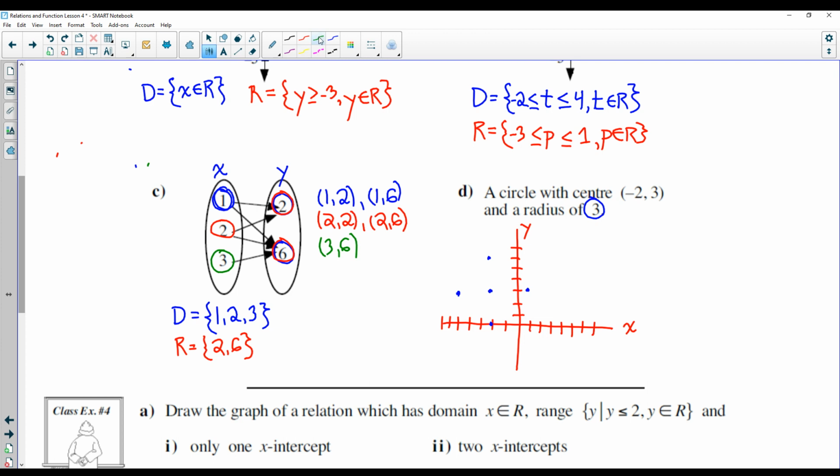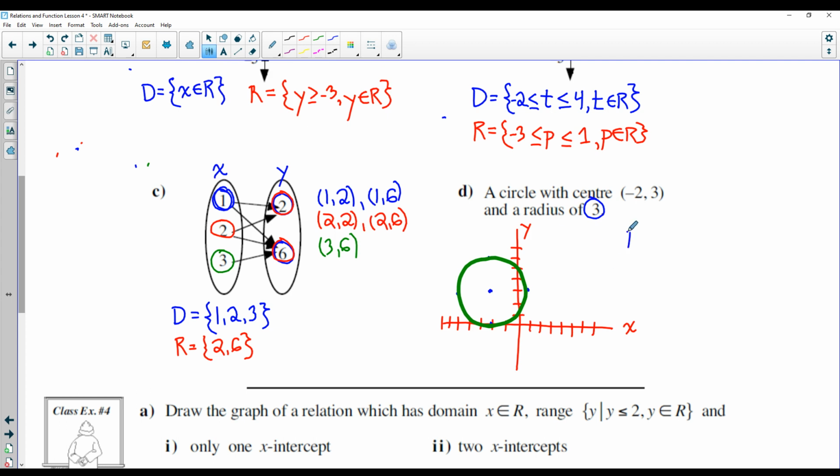Now to sketch the circle, I'll just connect these points on the outside and try to make a circle as best I can. Actually, that's better than I thought I was going to be able to do. Okay, now let's identify the domain and the range.